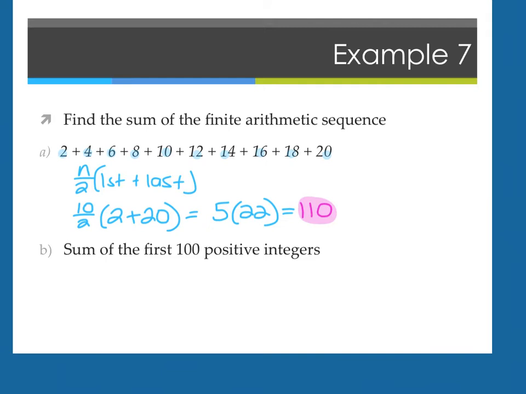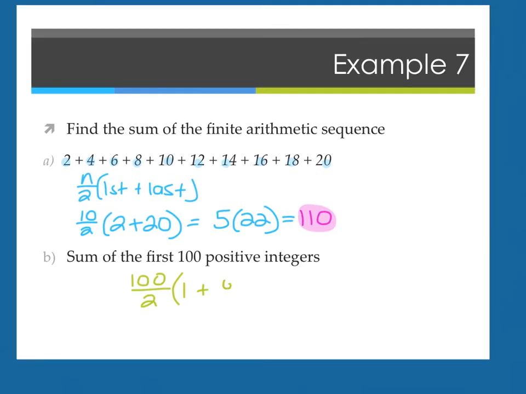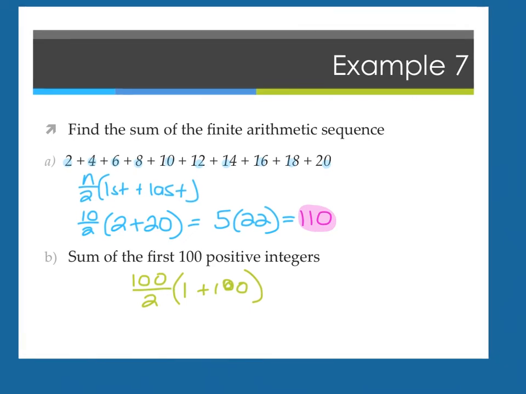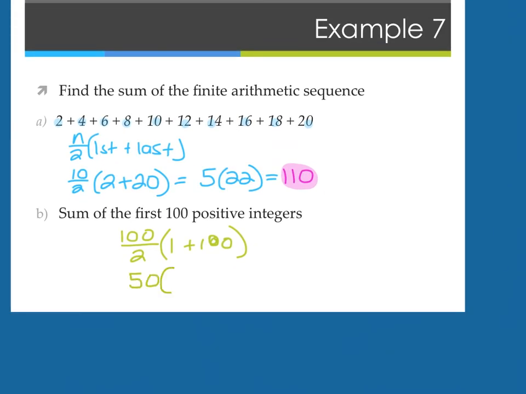So if it's the set of the first 100 positive integers, how many terms are in that set? 100. What's the first positive integer? Nope. 1, right? You're thinking even, right? What's the last positive integer? 100. So I'd get 50 times 101, which is 5,050.